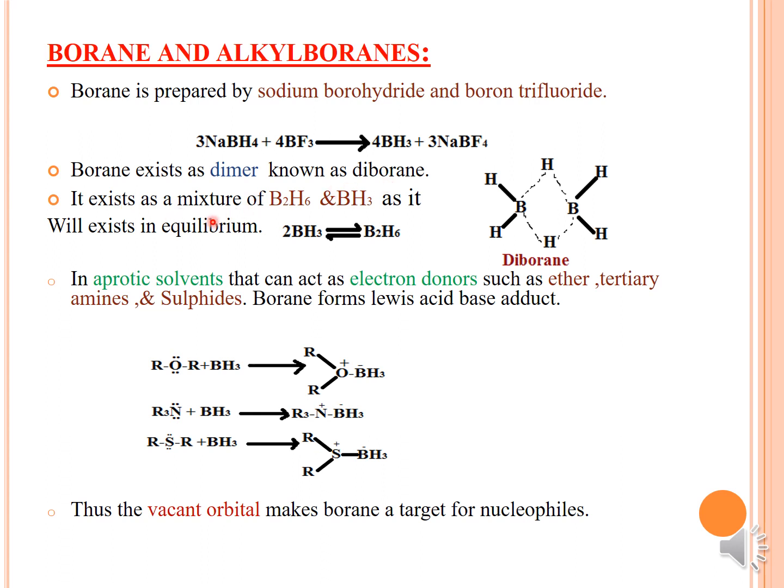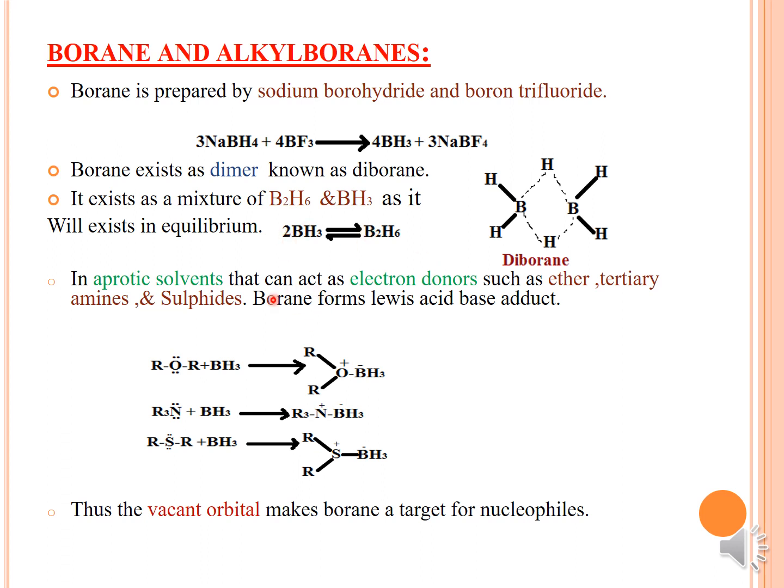It exists as a mixture of B2H6 and BH3, in equilibrium. If you take 2 molecules of BH3, in the equilibrium it will give you B2H6. Vice versa, if you take B2H6, you will get 2 BH3.